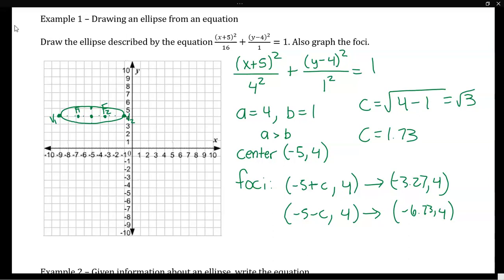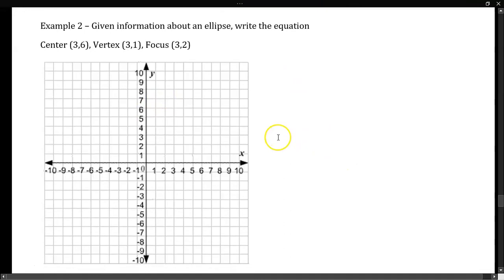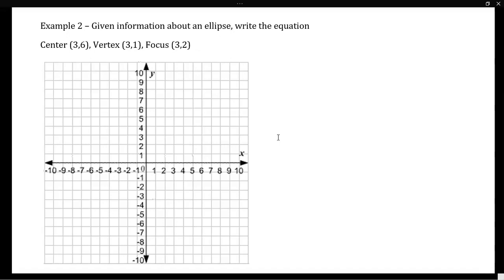So for example 2, we're going to write our own equation given some information. So for number 2, we have the center of the ellipse is 3, 6. So let's go over 3, up 6. The vertex, one of the vertex points is 3, 1. So we'll put that here. So that's going to be our V1. And the focus, one of the focus points is 3, 2. So we'll call this our focus point 1, and that's our center.